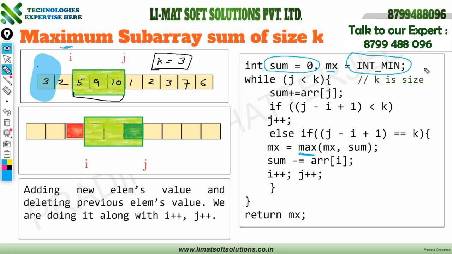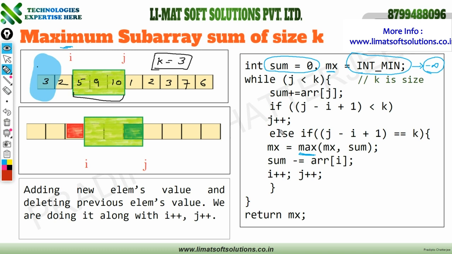So this INT_MIN in C++ is equivalent to minus infinity. This is negative infinity and nothing else. So we have done all the initial things, like I have initialized i equals to 0, I have initialized j equals to 0. That means both are pointing to the first element.